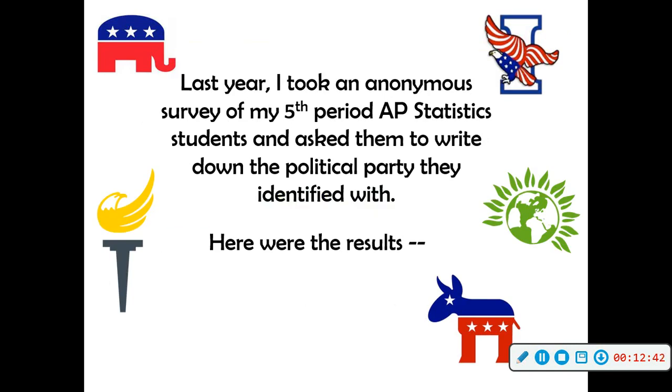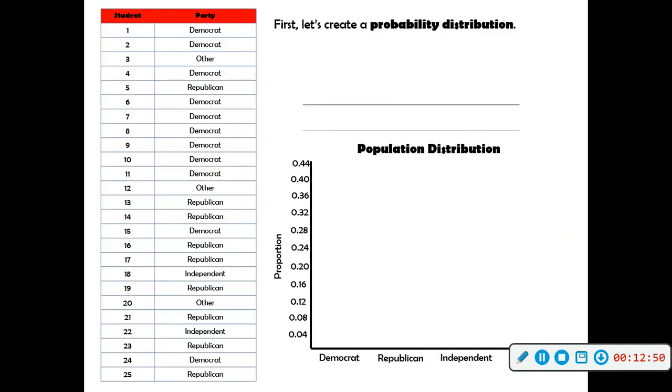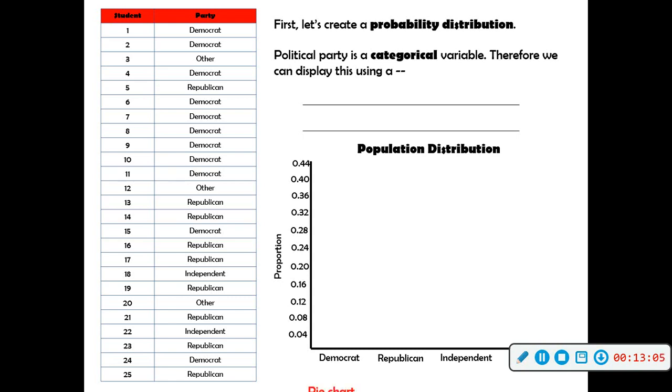So let's take a look at some other data that I picked up from my 5th period class last year. Here's the data that I have from the different students, for 25 students. All right, let's create a probability distribution for this. Political party is a categorical variable, so we could use a pie chart or a bar graph, and we're going to make a bar graph.